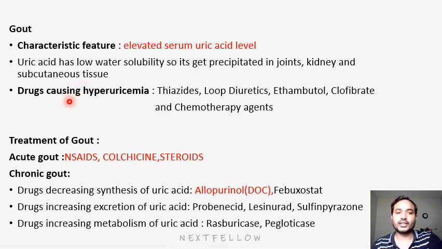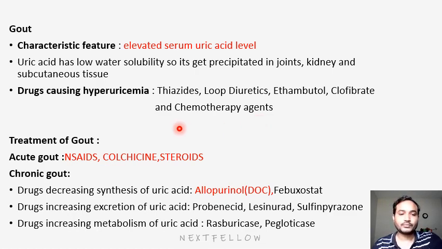So what are the drugs which will cause hyperuricemia? Examples are thiazide drugs, loop diuretic drugs, ethambutol, clofibrate and chemotherapeutic agents. Why chemotherapeutic agents? They cause more breakdown of protein and nucleic acid, so there will be more production of uric acid. It gets deposited in joints, kidneys and subcutaneous tissue, causing hyperuricemia, and finally ends up as gout.